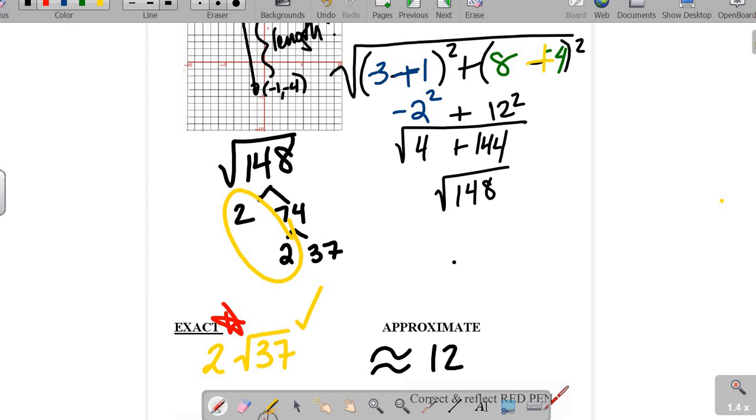Approximately 12.17. So what you need to know is shoving things in a calculator is not the ultimately accurate answer. The ultimately accurate answer here is what's called the exact form. Decimals are an approximation.